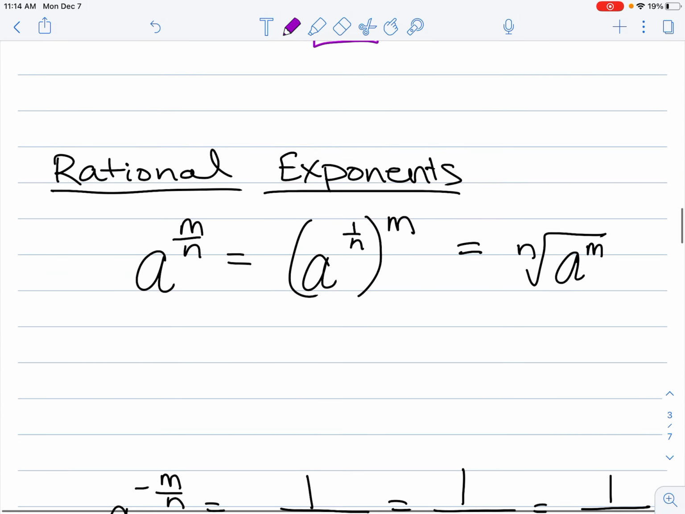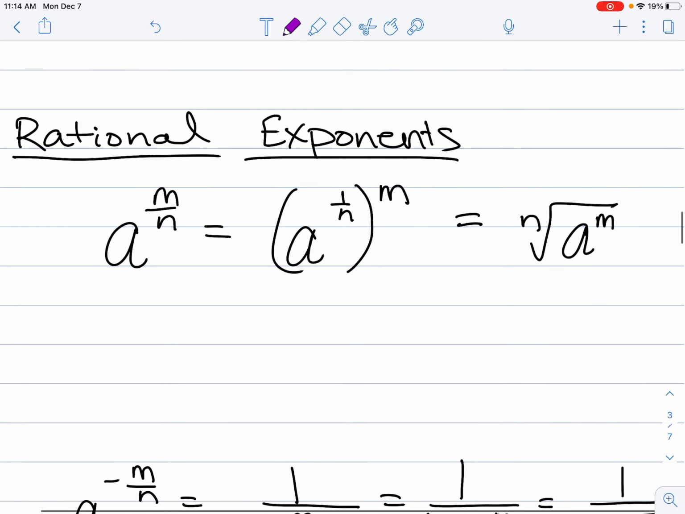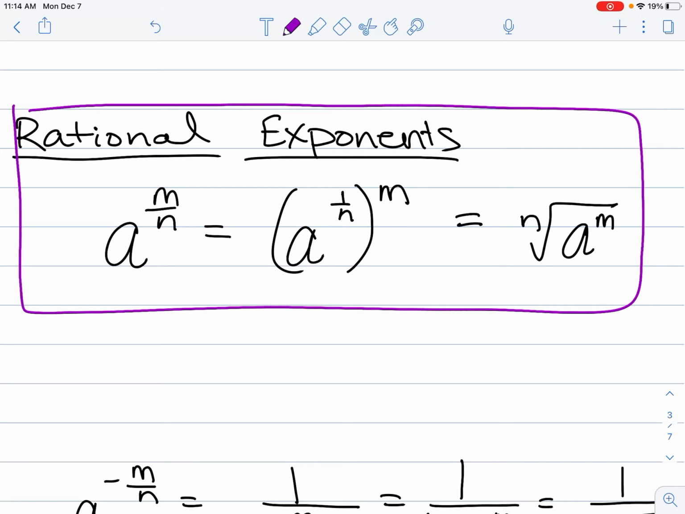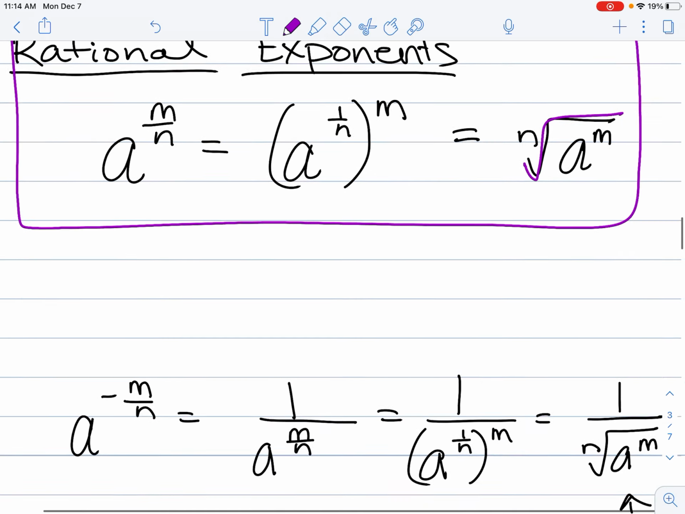Okay, so then this is another reminder. Rational exponents look like this. This is one of our properties. A to the m over n exponents. Remember, this is like a fraction in your exponent. You can rewrite that and separate them. You can put this 1 over n all to the m, or you can write it as the nth root of a to the m power.